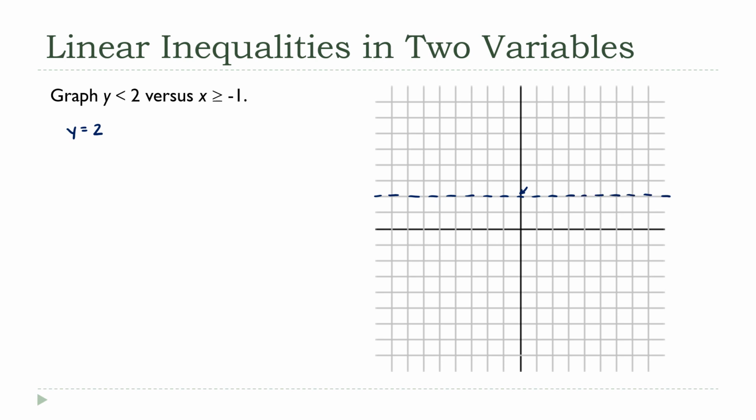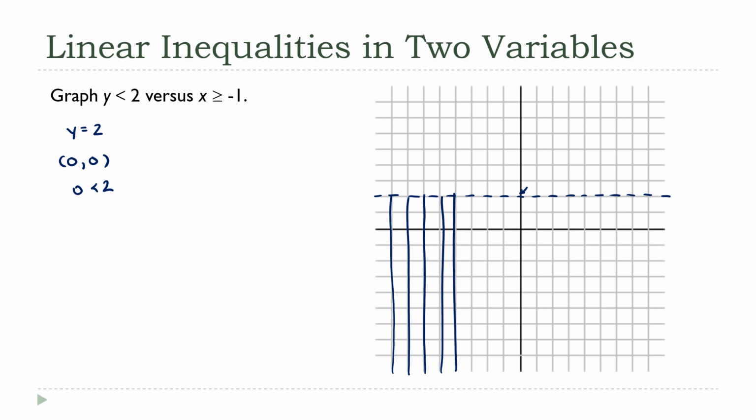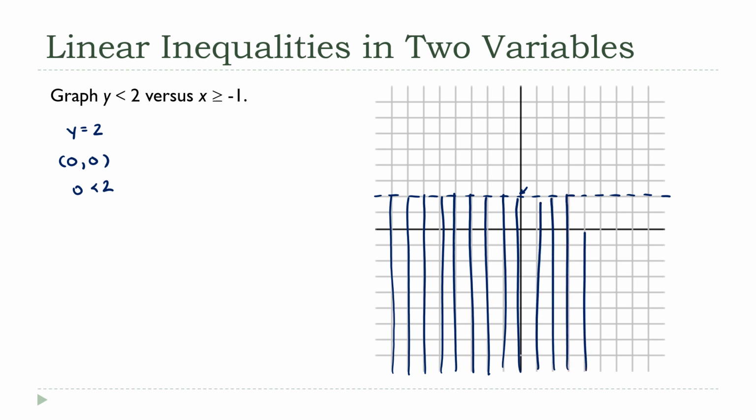Right, now I'll pick a test point. I'll use the origin, 0, 0. And I'm not going to be bothered by the fact that there's no x there. That's perfectly okay. Put 0 in for y. 0 less than 2. That's true. Right? So the origin is part of the solution, and my result is going to be everything below that line. Again, it takes me a second to draw this in. And there's my result. There's my graph of the solutions.